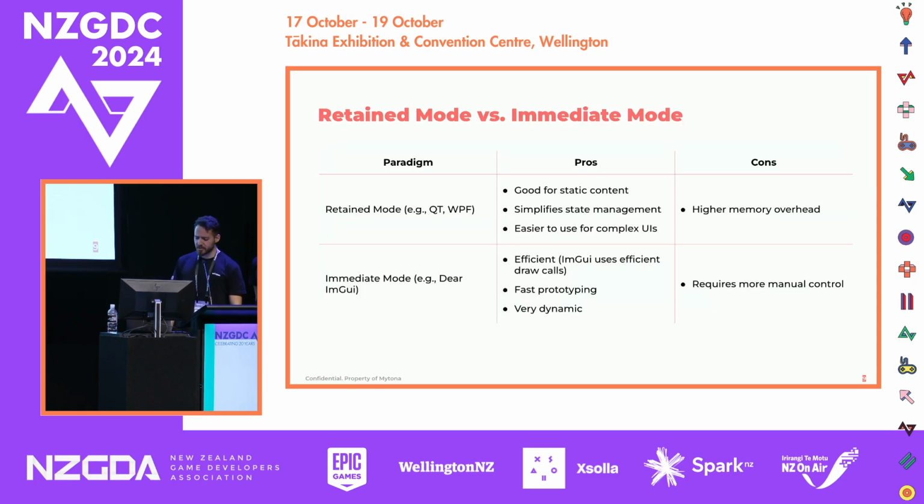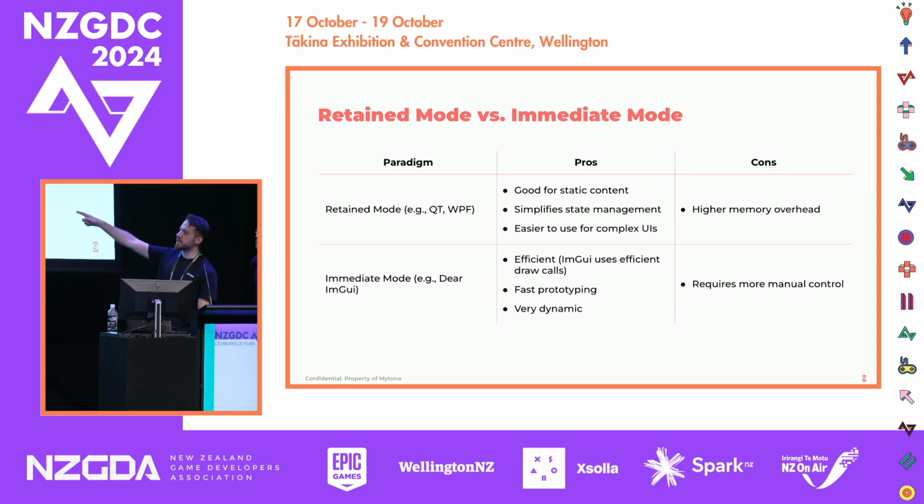So here we have some pros and cons. Let's go over these. Retained mode is good for static content, and this means content that doesn't change very often. And it's good for complex UIs since it handles state management for you. But it does have higher memory overhead since it stores UI elements in memory over time.